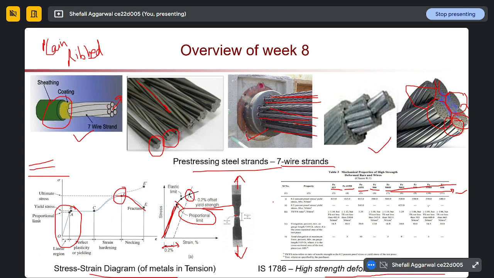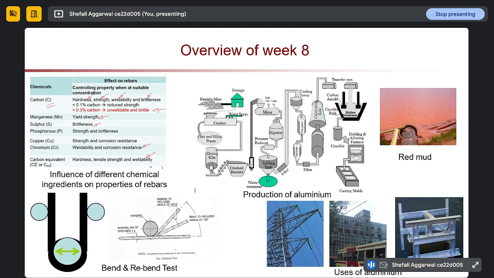These are the different properties of your rebars, and how with the strength parameter these properties will change. You might have studied all this in the lecture itself, so I won't go into details. The next thing is how different chemical ingredients will affect the properties of your rebar. Normally when we are talking about steel, it is a combination of iron and carbon. So what exactly is carbon doing in your steel?